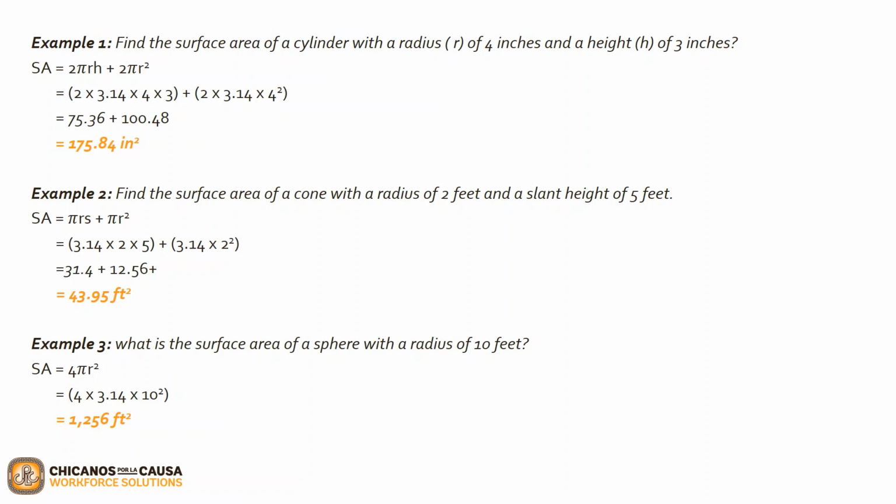Now let's look at example 3. For example 3, it is asking us to find the surface area of a sphere with a radius of 10 feet. So let's go back to our formula, which is 4 times pi times radius squared. So we are going to replace the variables with the values given. So in this case, it's 4 times 3.14 times 10 squared, which gives us a total of 1,256 feet squared.